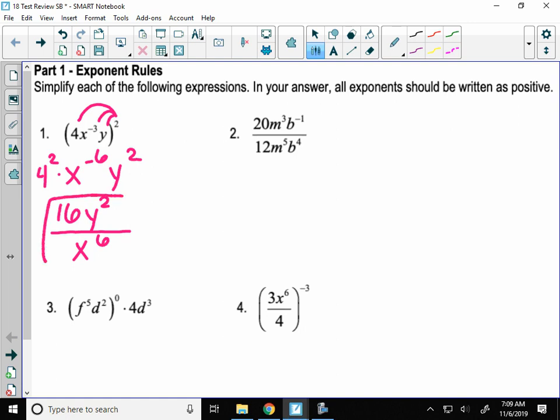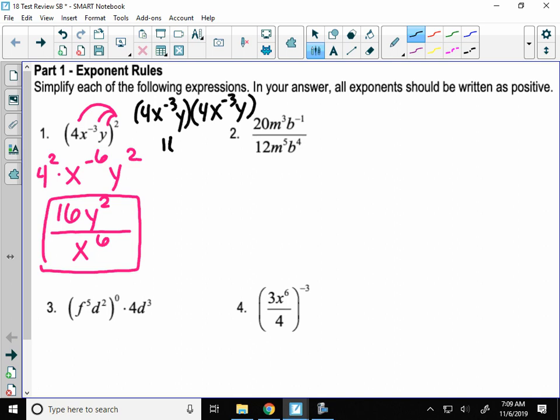and becomes positive. Okay, if you want to think of that another way, you could think I'm taking 4x to the negative third y times itself. And then you would get the same answer. You take 4 times 4, which is 16. X to the negative third times x to the negative third is x to the negative 6, y squared. And you'll end up with the same answer. So 2 ways to approach that problem.